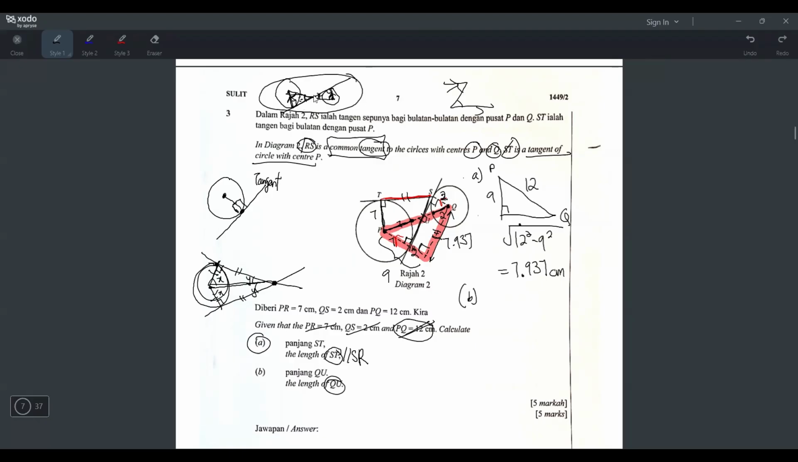It means these two triangles are similar. Similar means what? It means they are not the same size, but they have the same corresponding angles. That means they are enlargements of each other. Do you remember from chapter 5, you learned about enlargement? And what happens when you enlarge the object?